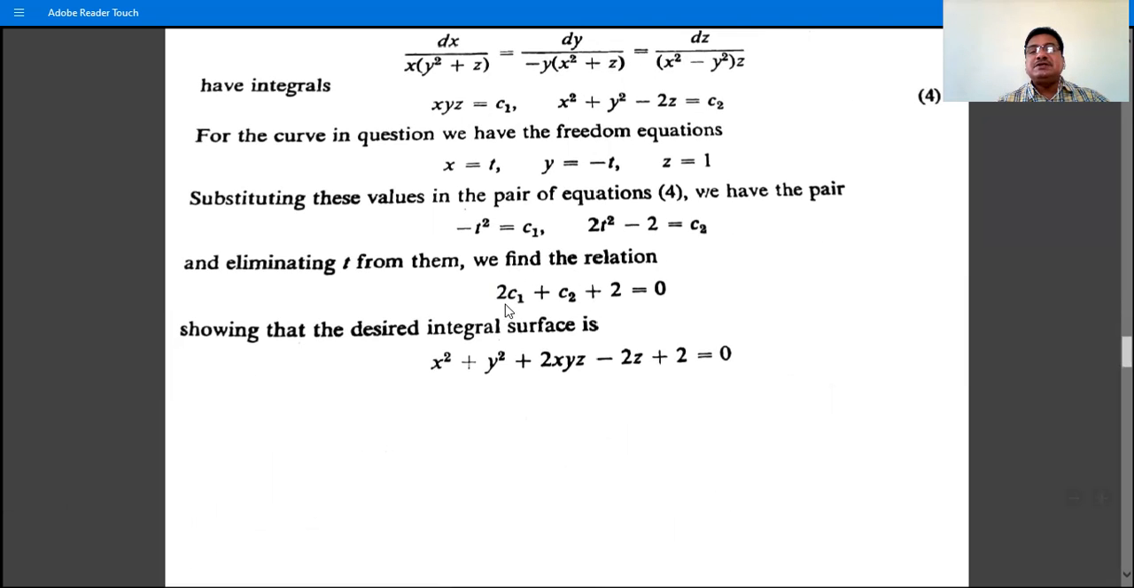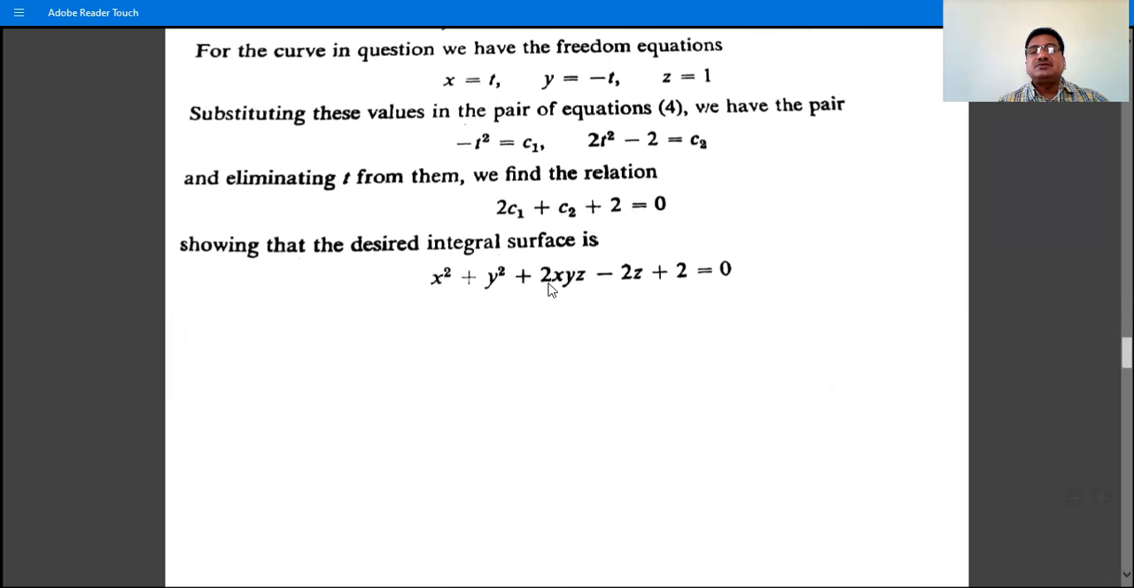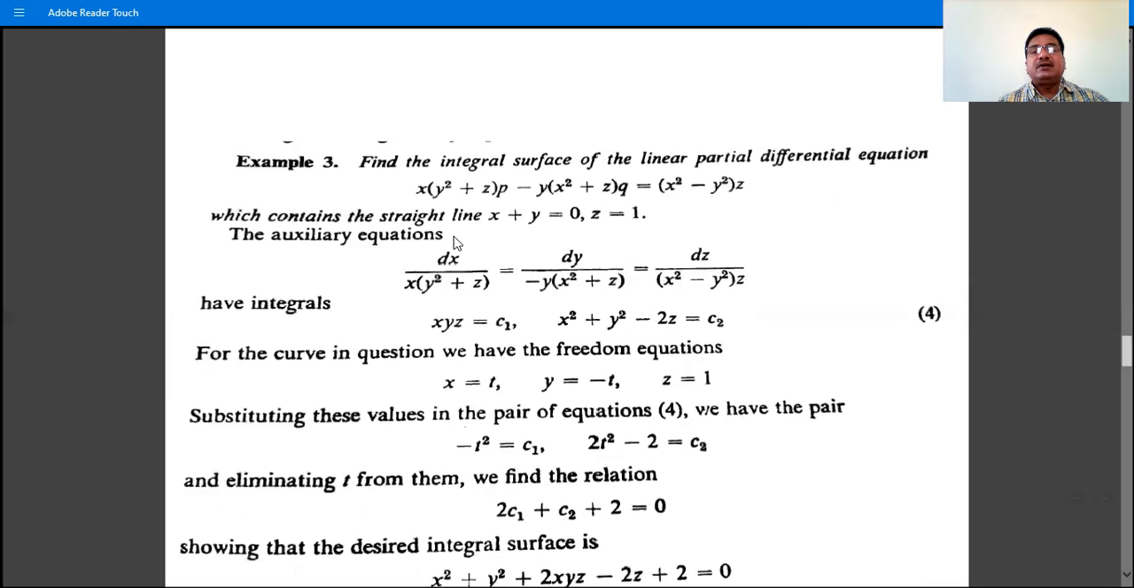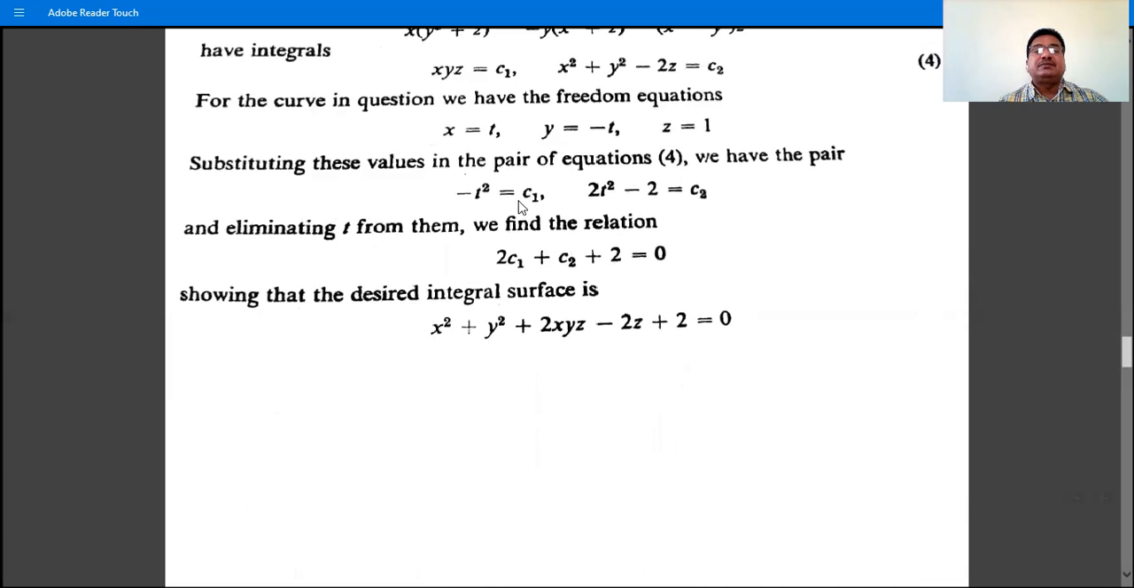If you observe this relation, 2c1 plus c2 plus 2 is equal to 0. This is free from x, y, z, t. So obtain the relation between c1 and c2 which is free from x, y, z, and then substitute c1 and c2. We have the general solution, the integral surface containing the given curve.